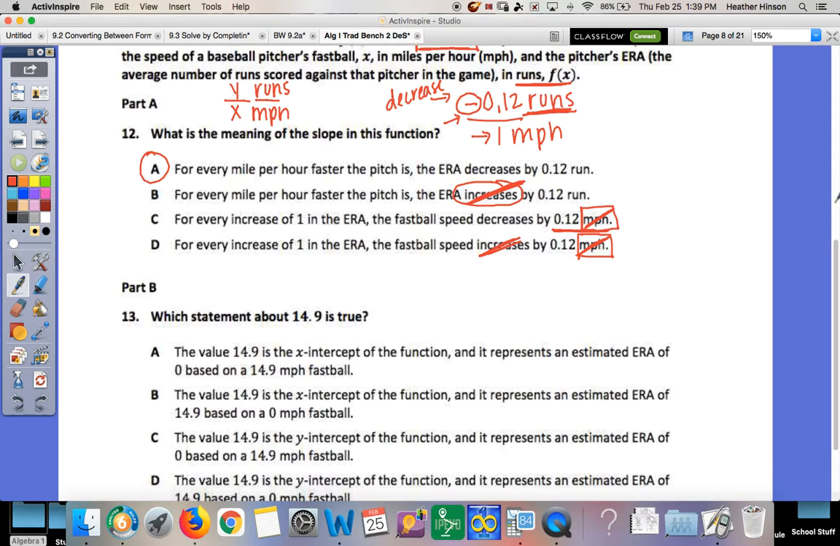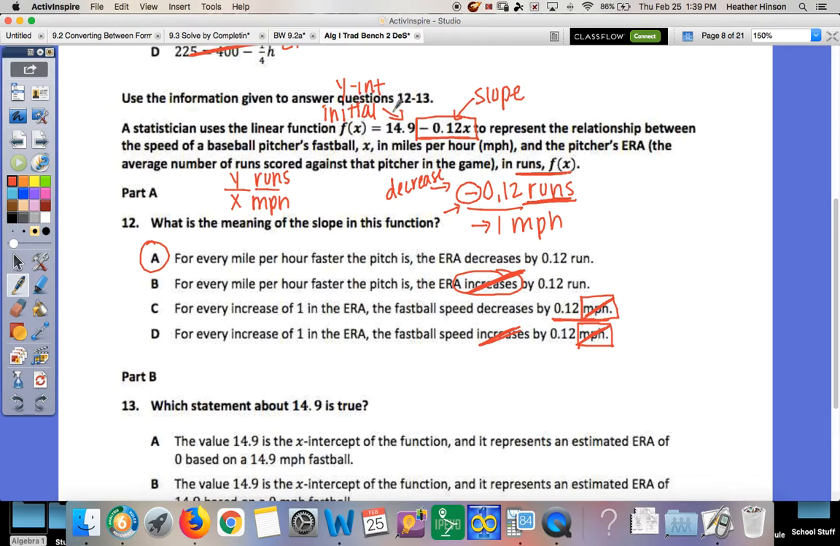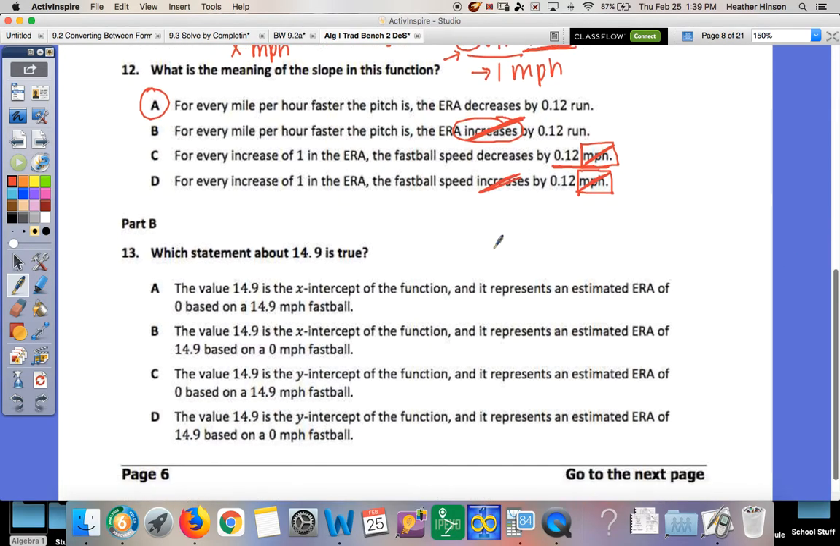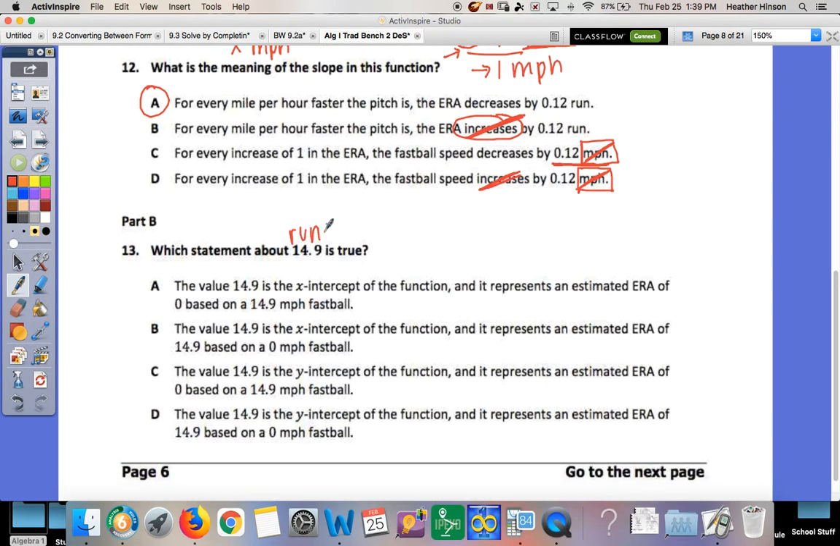Okay, 13 is still based off this question. What statement about 14.9 is true? So 14.9 we said was our initial, which is our y-intercept. Because it's a y-intercept, it's going to be y, which is your runs, which is your ERA. So we know this has to be the number of runs, or the ERA. And we know it's a y-intercept.